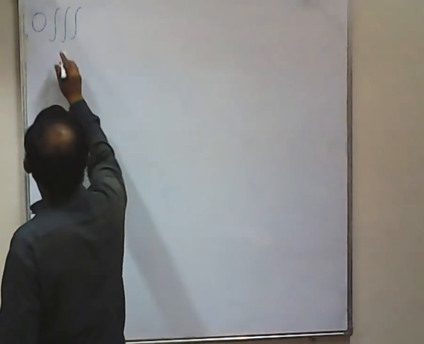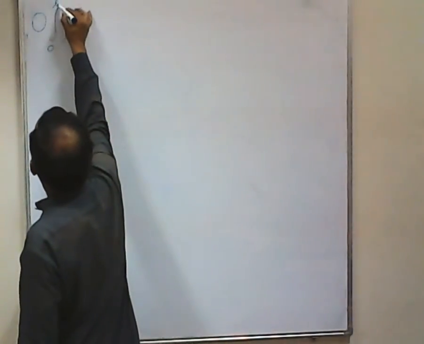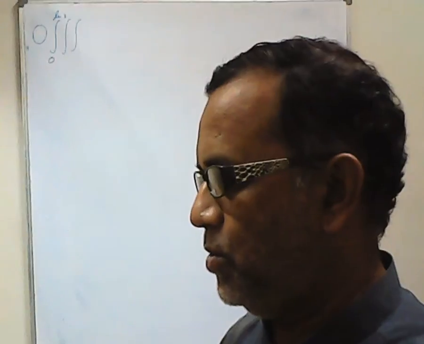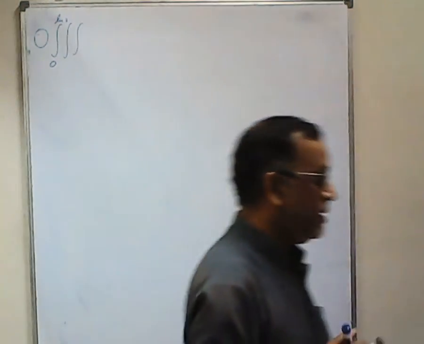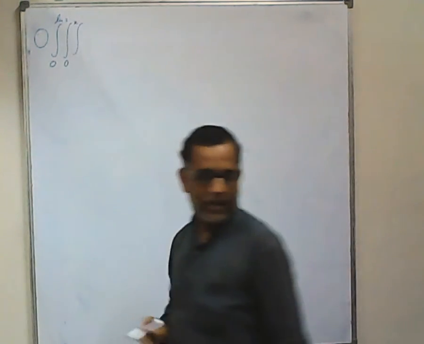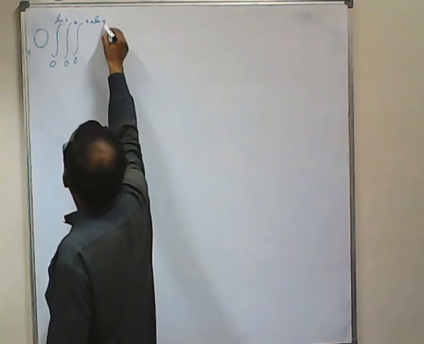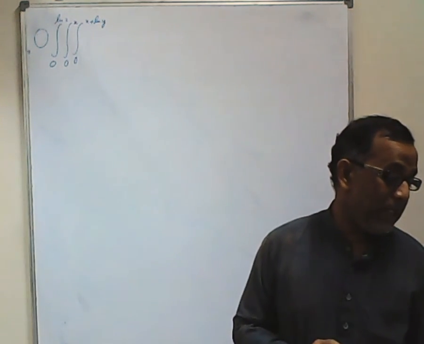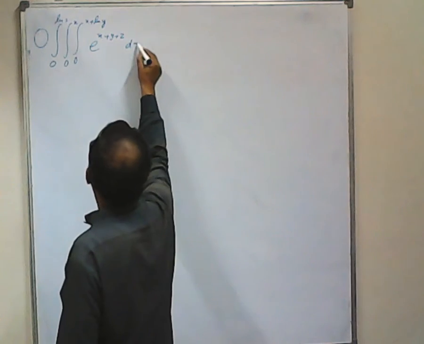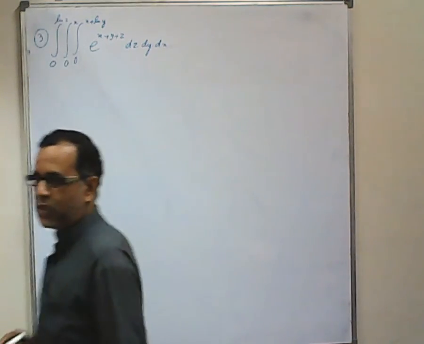Let's say I have an integral like this, 0 to log 2. Once we have 0 to log 2, then in the second integral we have the limits 0 to x, and then in the third integral we have 0 to x plus log y, and the term to integrate is e power x plus y plus z, dz, dy, dx. The question is directly given in this format.